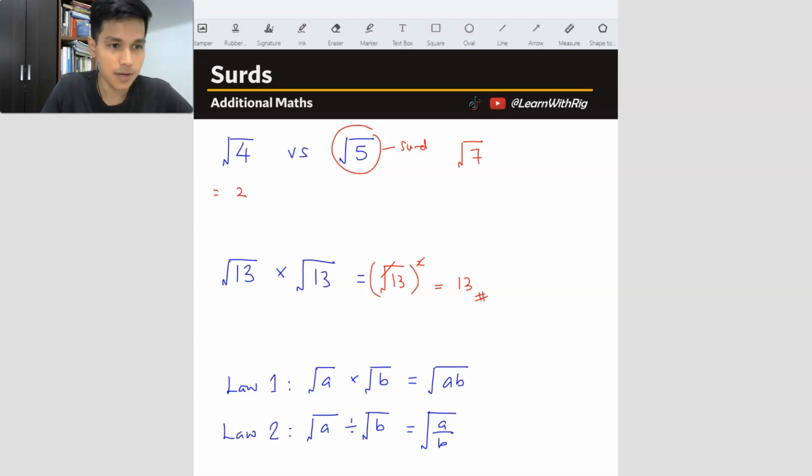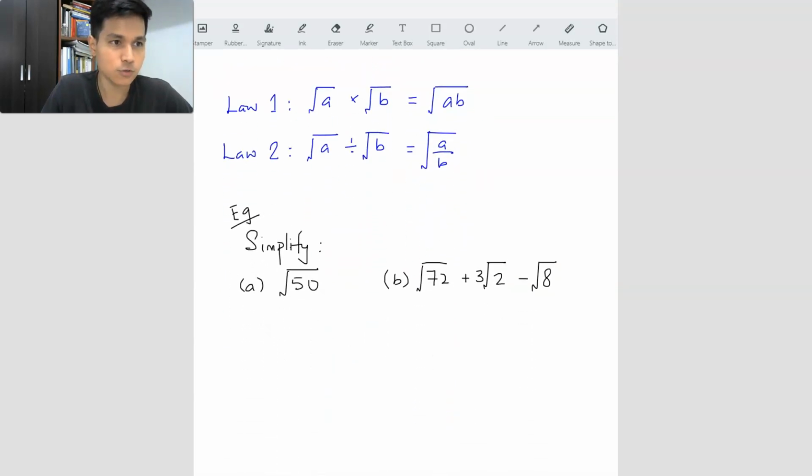So now let us go to the first part, the two laws of surd. When you multiply two surds, you can combine the two values in the surd. So for example, when you multiply surd A and surd B, you just have to combine A and B, multiply them in the surd. And the second law is when you divide them, you just divide the value in the surd. So A divided by B. So these are the two laws of surds. It's very easy, right? Now let us go through some basic questions.